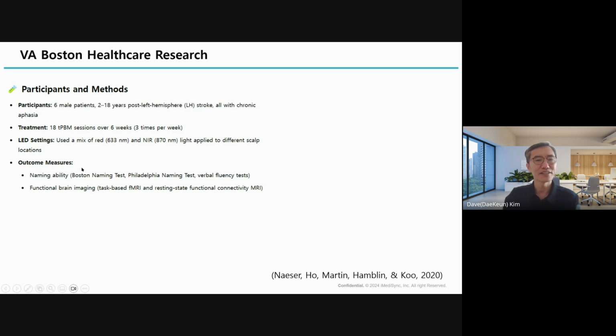Here, the basic outcome measures are the naming ability and also the functional brain imaging. So they want to find the efficacy in the improvement of naming ability and also the associated change in the fMRI brain imaging analysis.